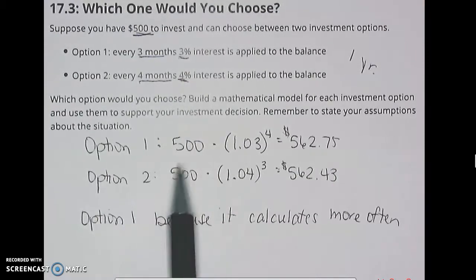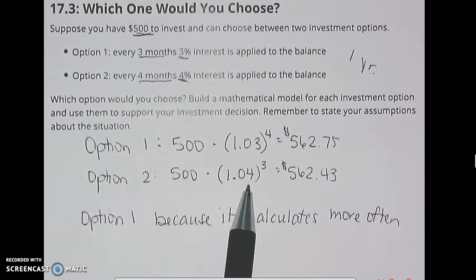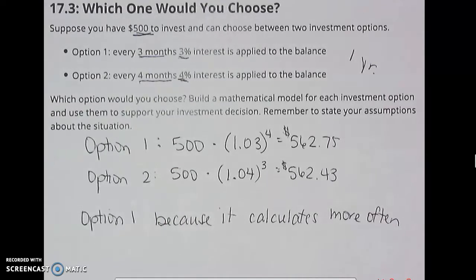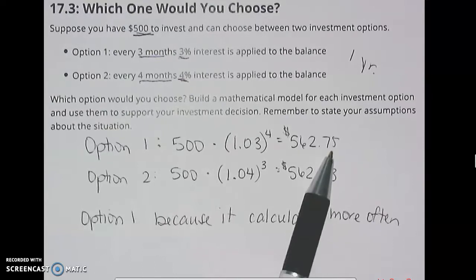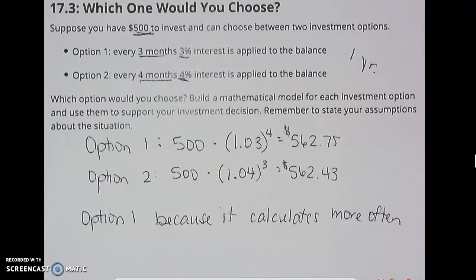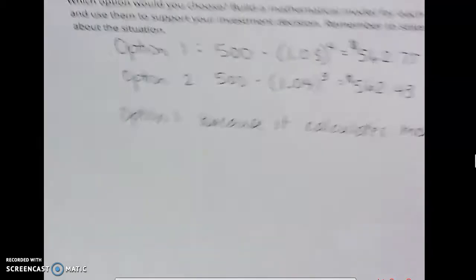For option 2, we have again an initial balance of $500. Since it's 4%, it's 1.04. And it's to the third power because we are only getting interest accrued 3 times since it's every 4 months. So we would want to choose option 1 because it calculates more often. Right now we're not getting too much more money, but as the years progress, you would eventually get more on those original investments. Could there be certain months or years where option 2 would be better? Yeah, but most of the time, option 1 is going to be your better option because it calculates more often.